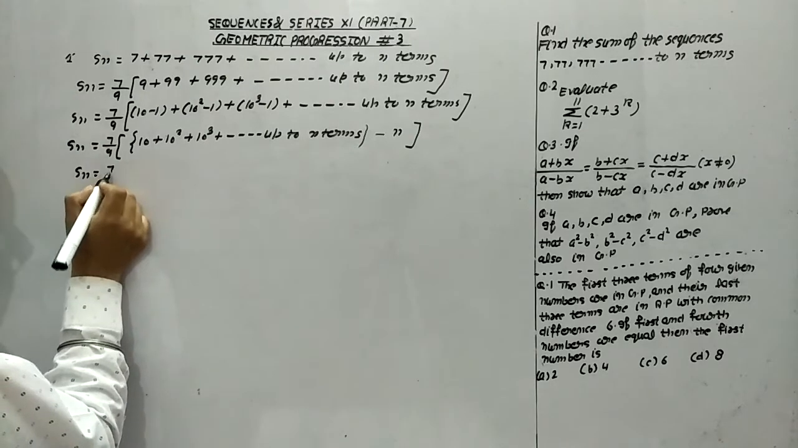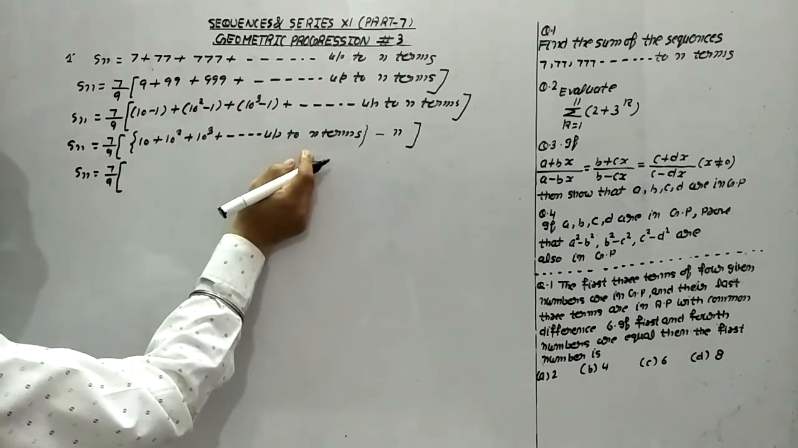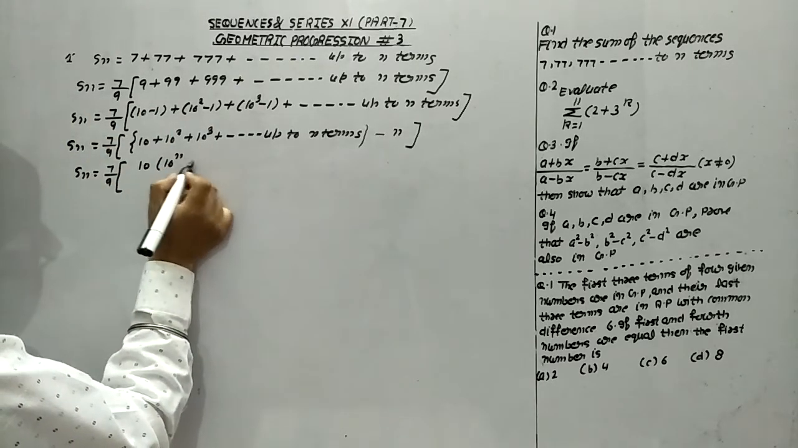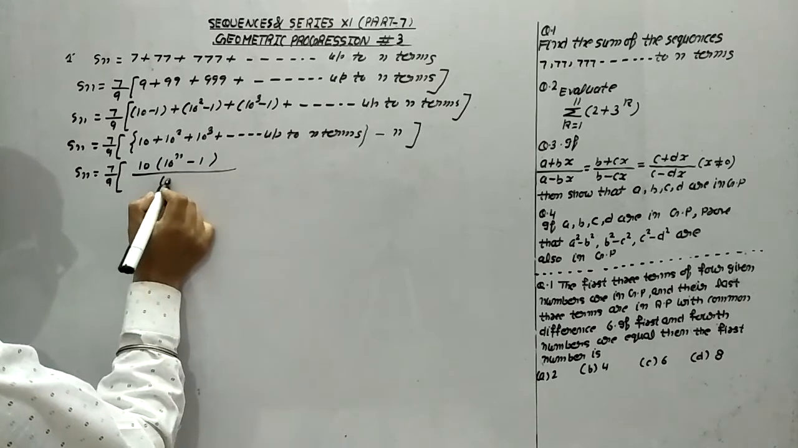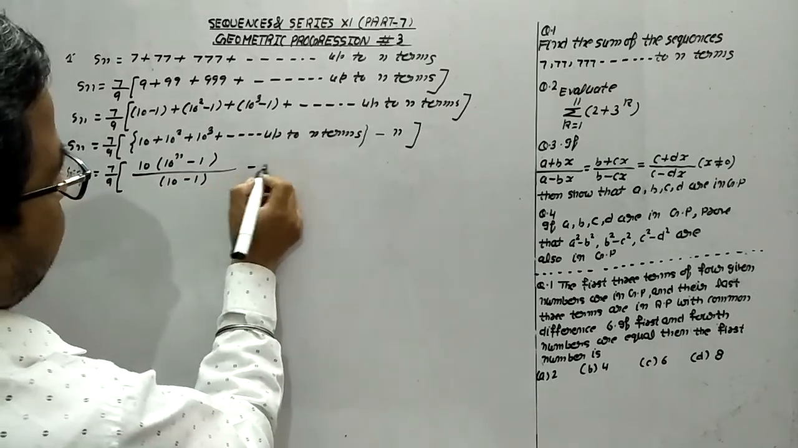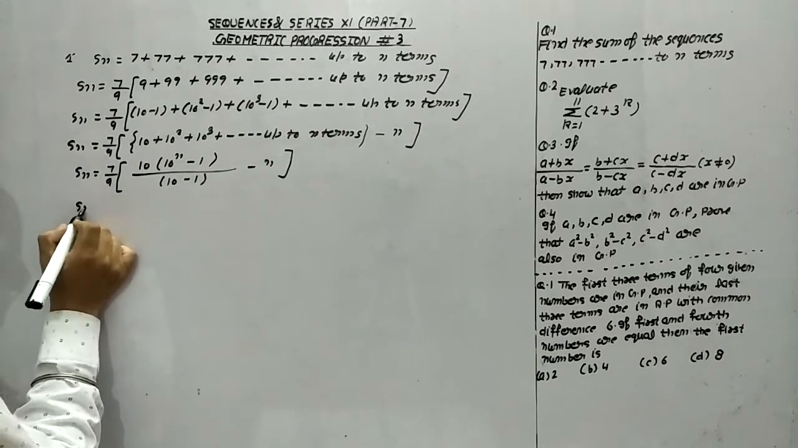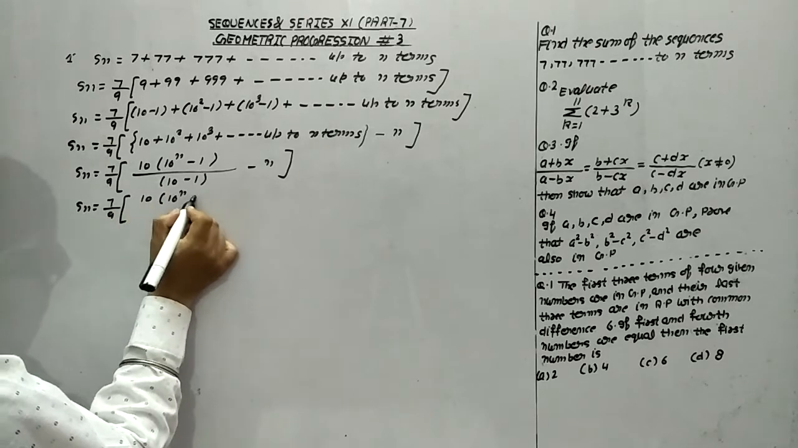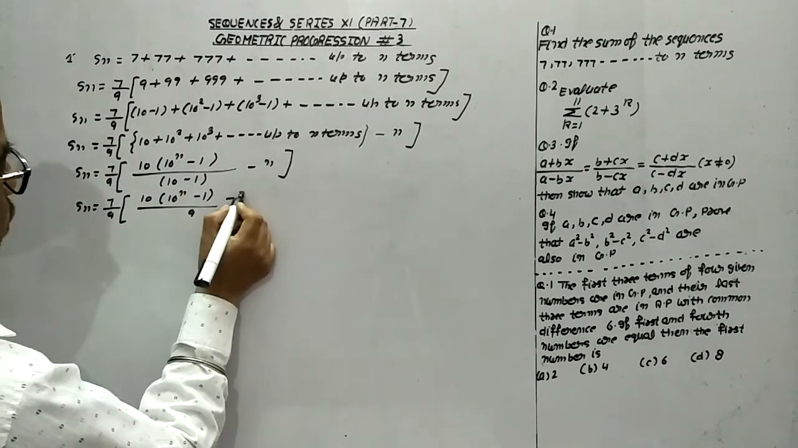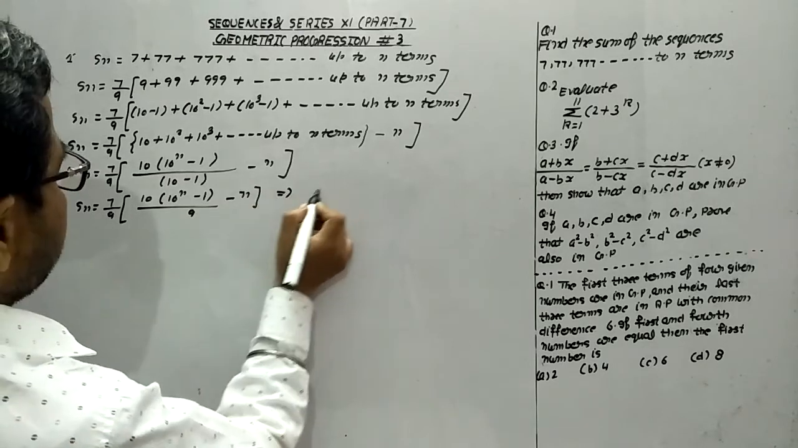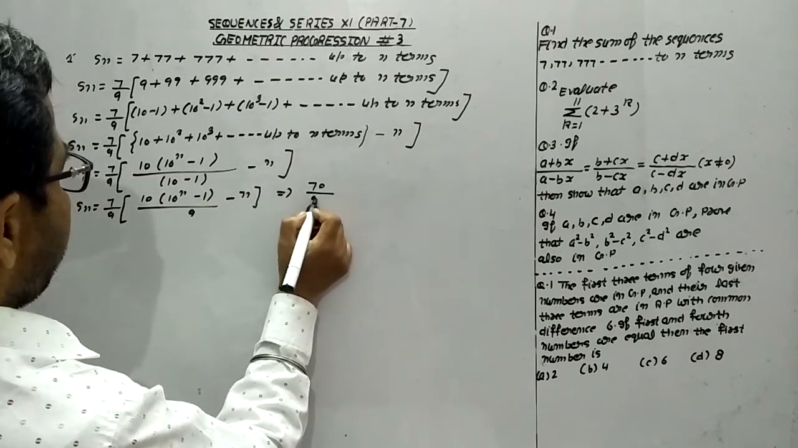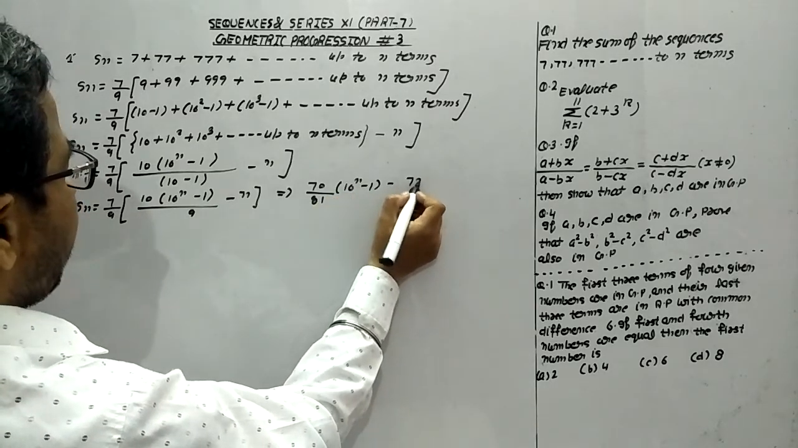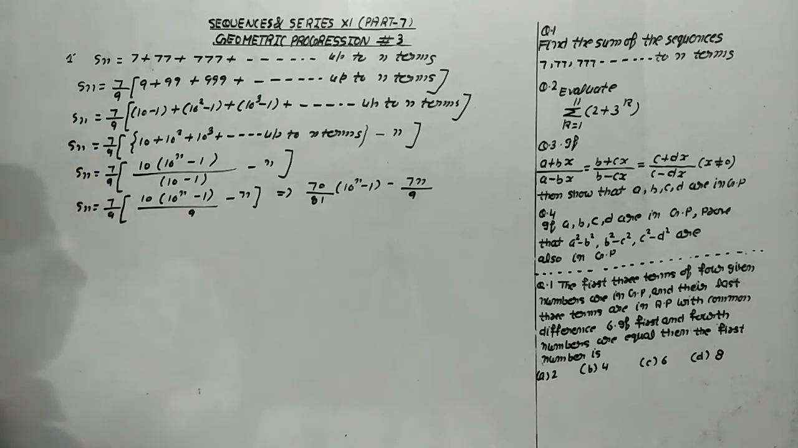So Sn is equal to 7 upon 9. Here we will apply the formula of GP. A is 10, R is also 10. So A into R raised to power n minus 1 upon R minus 1, that is 10 minus 1, and this is minus n. It means Sn is equal to 7 upon 9, times 10 into 10 raised to n minus 1 upon 9, minus n. You can multiply this out. So this becomes 70 upon 81 into 10 raised to power n minus 1, minus 7n upon 9. And this is the answer.